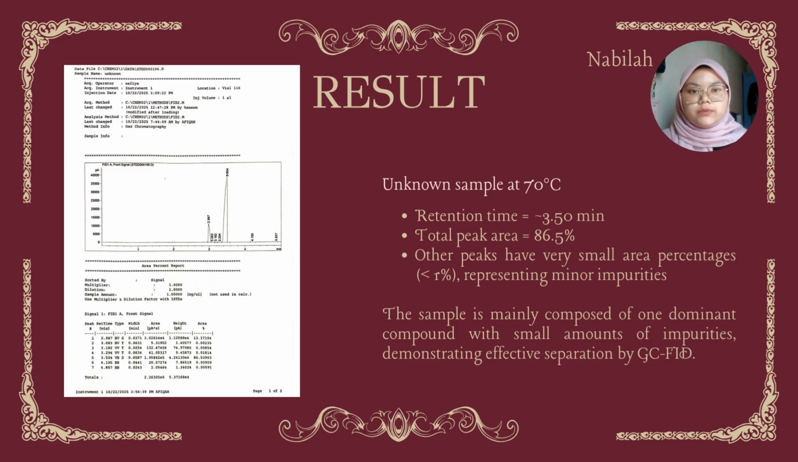Analysis was performed using gas chromatography with flame ionization detector, GC-FID. For the injection volume, we used 1 microliter. The chromatogram shows 7 detected peaks, indicating multiple components in the sample. A major peak at a retention time of around 3.50 minutes dominates the chromatogram. This peak contributes approximately 86.5% of the total peak area, indicating the main component of the sample. Other peaks have a very small area percentage, below 1%, representing minor impurities. So in conclusion, the sample is mainly composed of one dominant compound with a small amount of impurities, demonstrating effective separation by GC-FID.